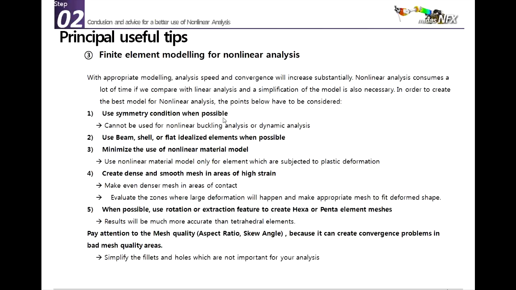In all the models I showed to you, it's always symmetric. Then you can use some shell, some beam in order to limit the number of elements. You can minimize the use of nonlinear material models, if it's not needed. Create dense and smooth mesh in areas of high strain. And when possible, use rotation or extrusion filter to create hexa or penta element mesh to have better accuracy. Also pay attention to the mesh quality, because you'll get worse results in bad mesh quality areas.